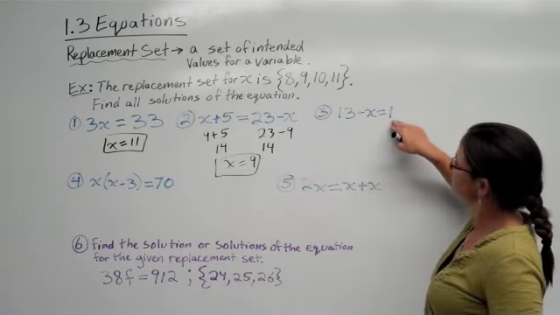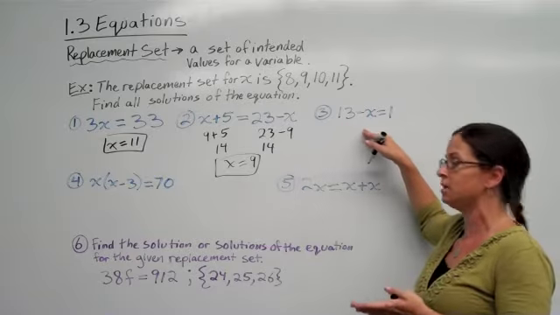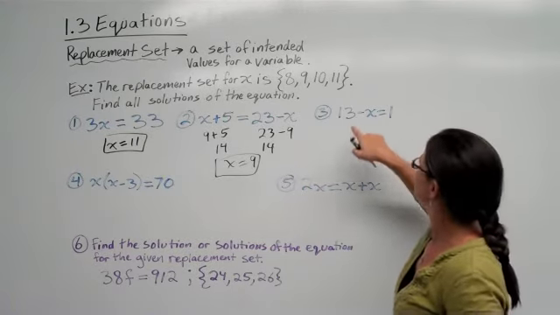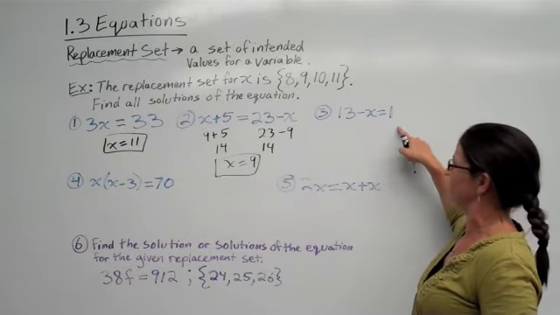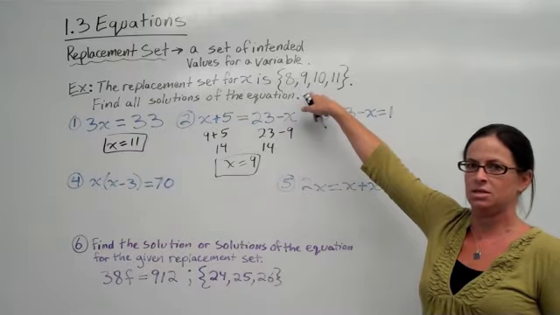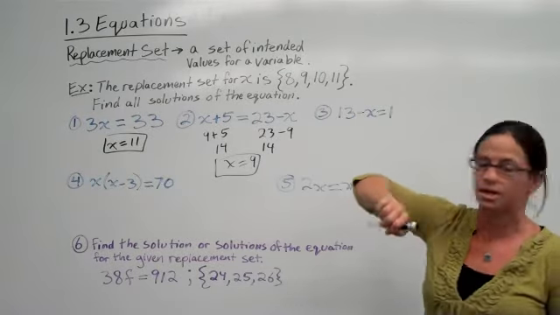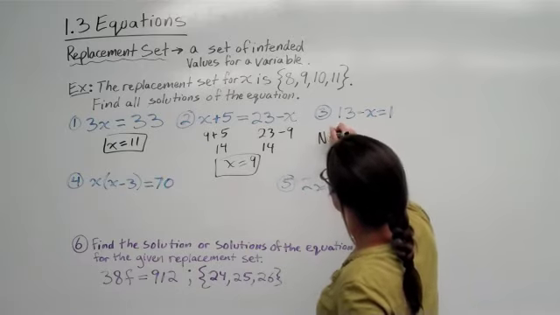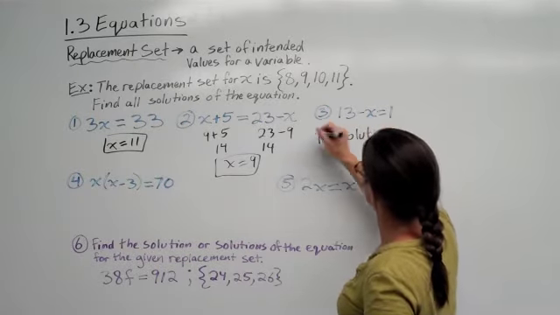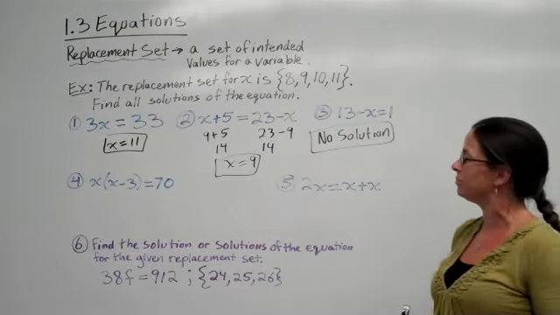13 minus x equals 1. So 13 minus what equals 1? You are correct. 13 minus 12 equals 1. Wait a minute, 12 is not one of our replacement set. So we do not have something that works in our replacement set, so we are going to call this no solution, because it does not belong in our replacement set.